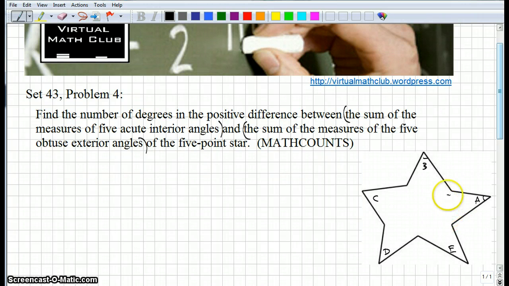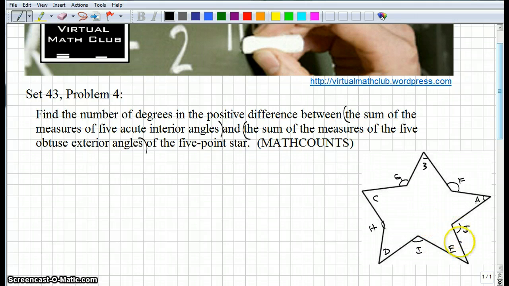Let's pick up where we left off. So here's an obtuse exterior angle. That's one of the angles that they're talking about. Let's just call this F. We'll call this G, this H, this I, and this J. So here is what we're supposed to find out: the positive difference between the sum of the A, B, C, D, E and the F, G, H, I, J.